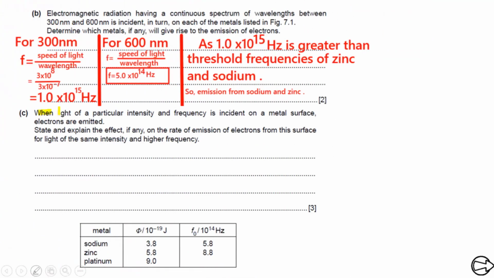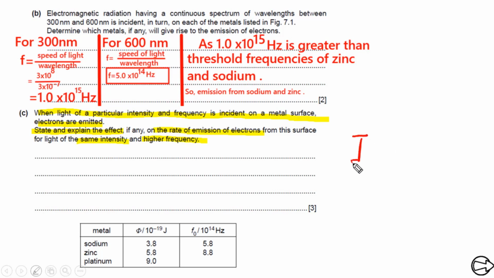For part C, when light of a certain intensity and frequency is incident on a metal surface, electrons are emitted. The question is simply asking us to state and explain the effect on the rate of emission of electrons if we keep the intensity of the light the same and we increase its frequency. It simply means that we need to understand the relationship between intensity and frequency. So let's try to understand how frequency and intensity are linked together.